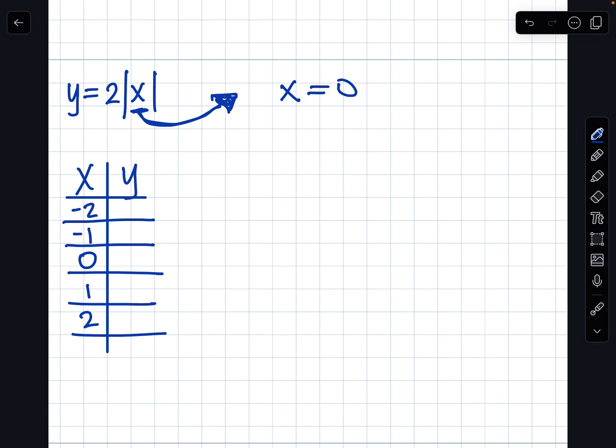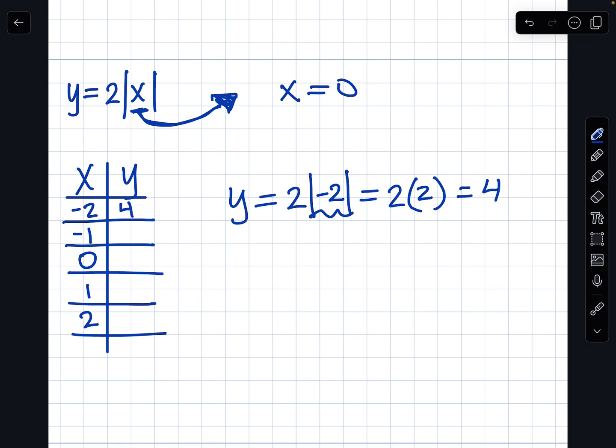So if I'm going to solve, how would I find out what the y value is if x is -2? Plug it in, right? So we would get y equals 2 times the absolute value of -2. Now, does anyone know how to solve this? What would be the first thing you would have to do? Yeah, take the absolute value of -2, so that would be 2 times what? What's 2 times 2? 4, okay? So when x is -2, y is going to be 4.